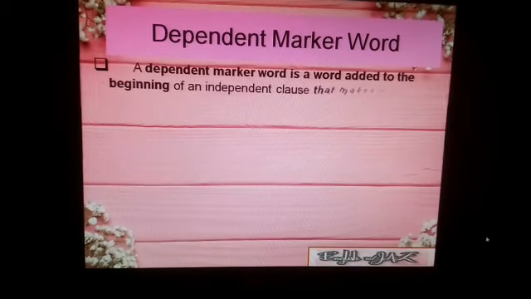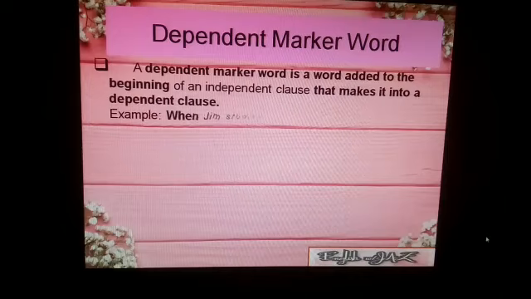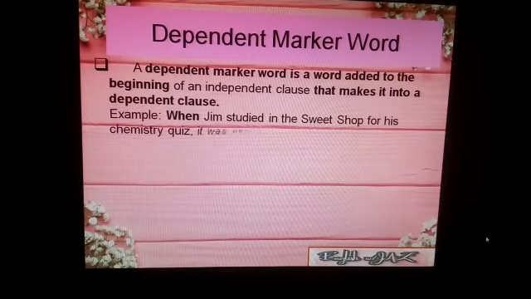How about a dependent marker word? These are words added to the beginning of an independent clause that make it into a dependent clause. For example, when Jim studied in the sweet shop for his chemistry quiz, it was very noisy. So what is our independent clause in this sentence? We have, it was very noisy. Our dependent clause is when Jim studied in the sweet shop for his chemistry quiz. And our marker is the word when.